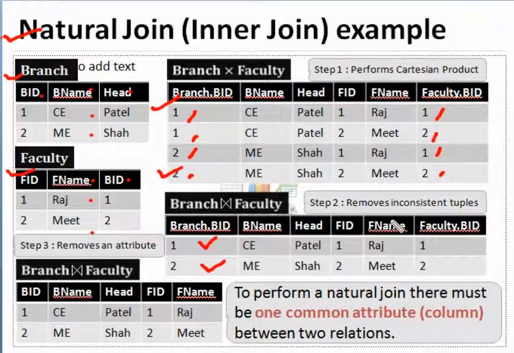Now we have the consistent records. Which column is common? Branch dot bid and faculty dot bid. So in the result we should keep only one bid. So the result has bid, branch name, head, fid and faculty name. So this is our final result.